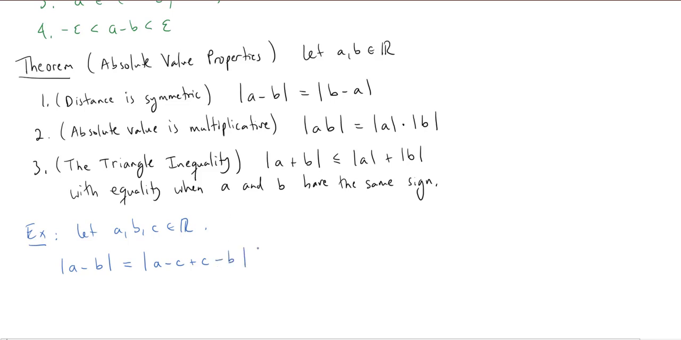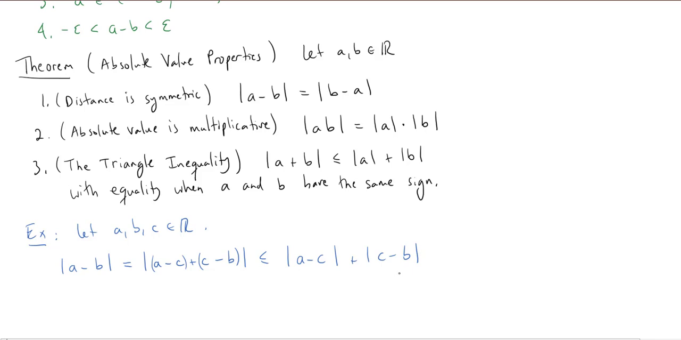I haven't changed anything, but I'm going to put some parentheses in here just to mess around. And now I have the absolute value of something. a minus c is just some number, plus some other number, c minus b. And the triangle inequality now says I can rewrite this as being less than or equal to the absolute value of a minus c, the first number, plus the absolute value of c minus b, the second number.